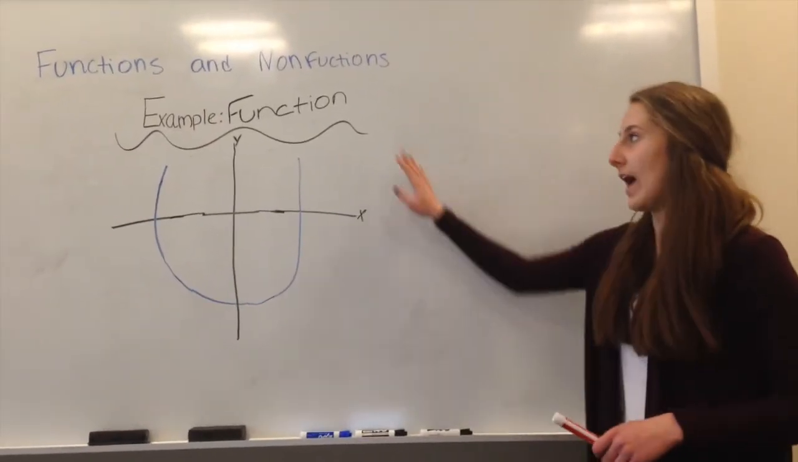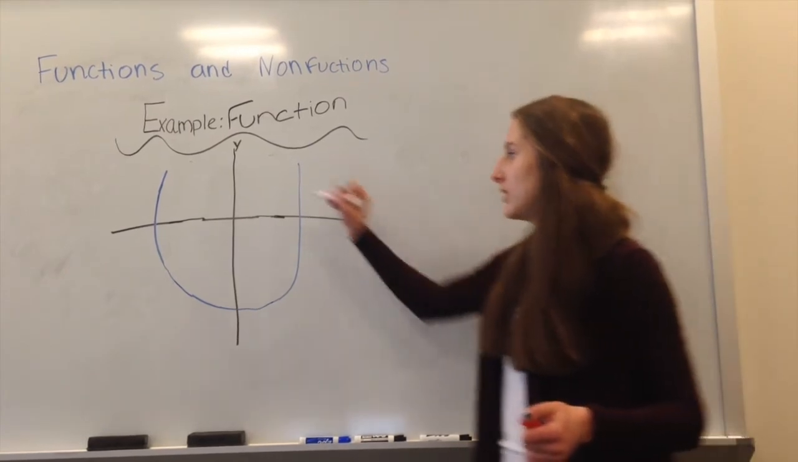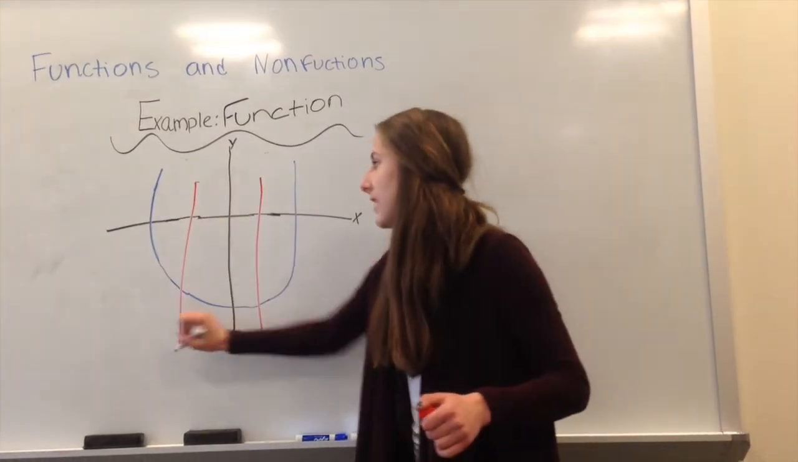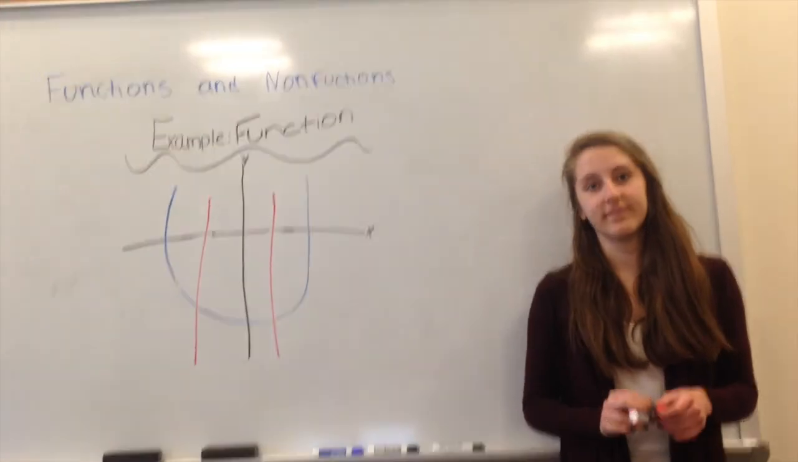This is an example of a graph with a function because when you draw a vertical line on either side, it only intersects at one point. Either side of the graph.